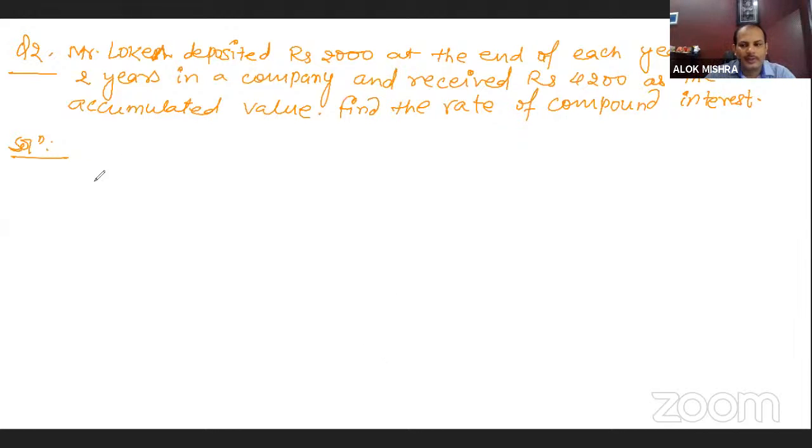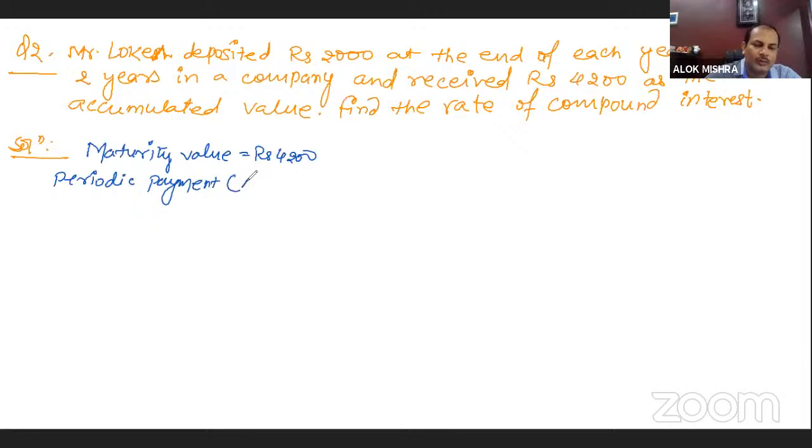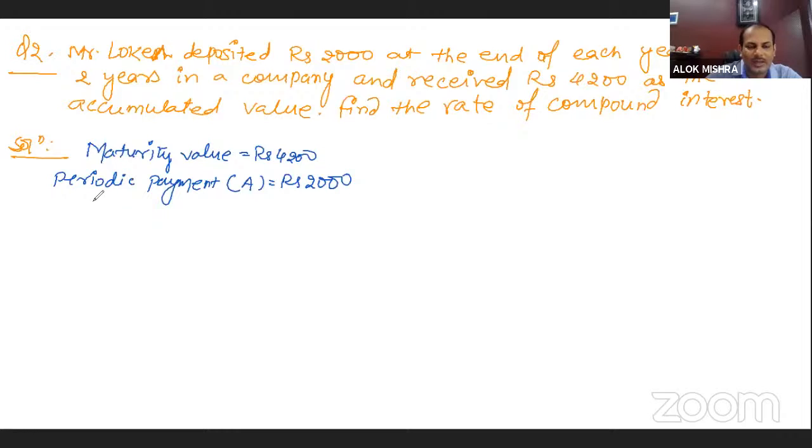So what is the information given to us, by the way? What all information is there with us? Maturity value is given, yes, it is rupees 4,200. Periodic payment, which I write as A, refer to this as C as well. So what is periodic payment? Periodic payment is rupees 2,000. What else? Time. It's given to us as 2 years. Fine.